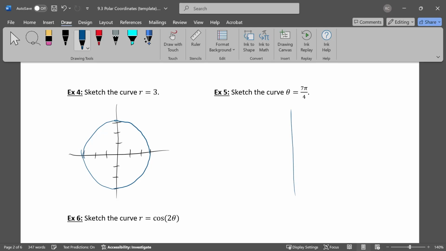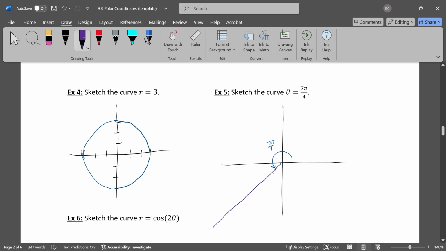Okay, example 5. Sketch the curve theta equals 7 pi over 4. Well, if I draw the angle 7 pi over 4, that puts me here. But the curve is just the set of all points that land on that angle. So here's all the points where r is positive, and here's all the points where r is negative. So of course we get a line for that.